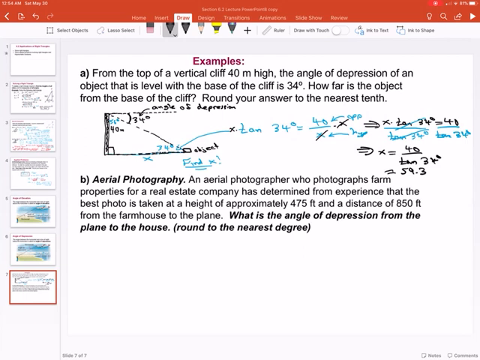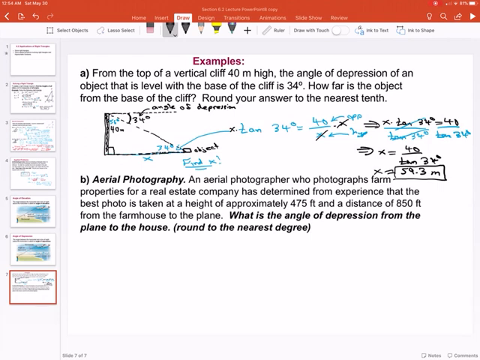Said, round to the nearest tenth. So there's our distance, there's our unknown: the distance the object is from the base of the cliff. So again, using the tangent definition, we're able to solve that. Now let's go ahead and look at example B.